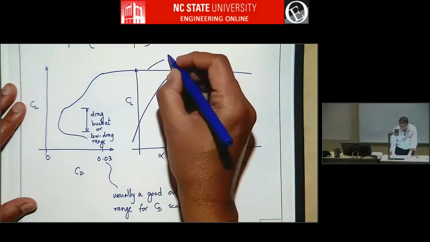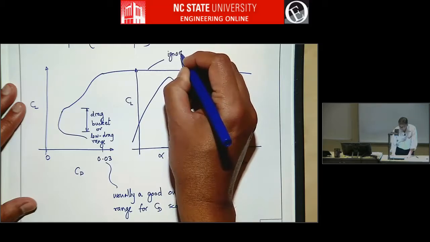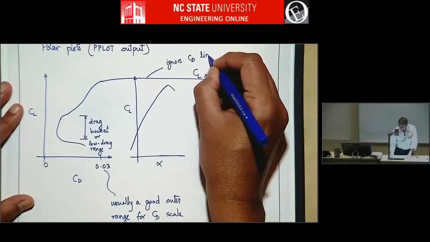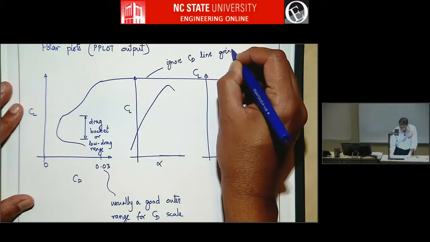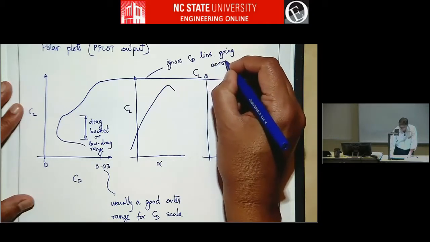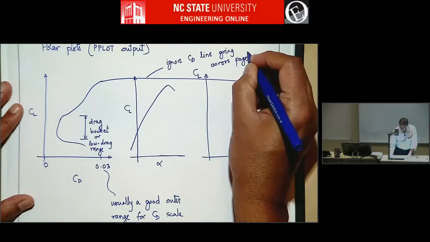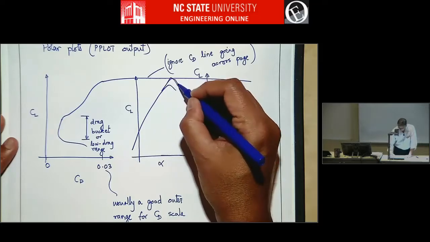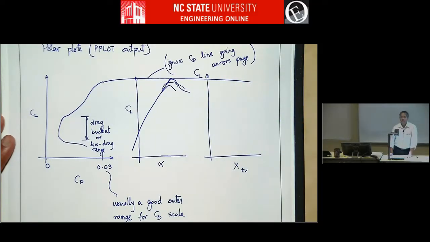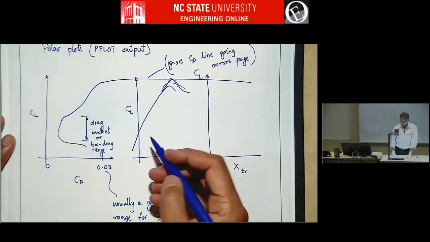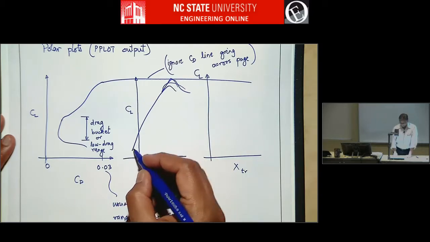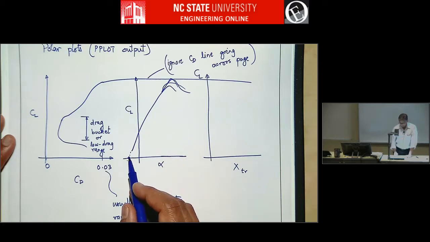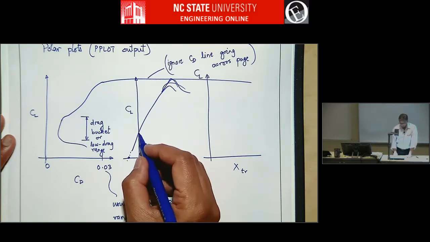So ignore the CD line going across the page. I mean, this plot will probably look something like this. And so this is just the CL alpha curve. If you run more cases, you might be able to get alpha zero lift.